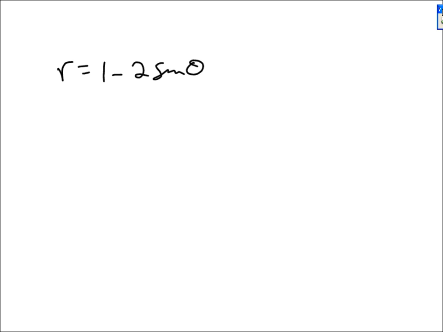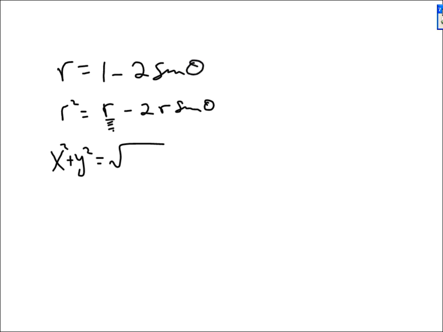Well, I'd multiply everything by r. Now you can square the left side and you'll get r squared. But when you square the right side, you're going to get sine thetas and sine squared thetas. But if you multiply by r, you'll get r sine theta. That's the only one that's a bit of a pain in the neck. Well, r squared is x squared plus y squared. So r would be the square root of x squared plus y squared minus 2, and that's y, minus 2y.